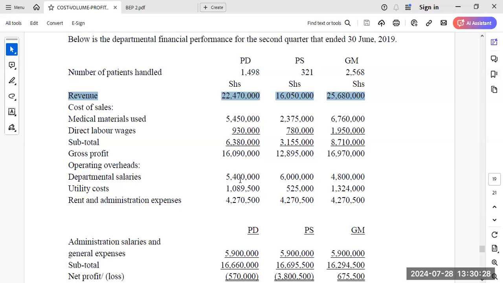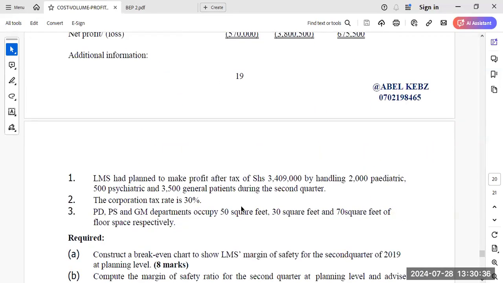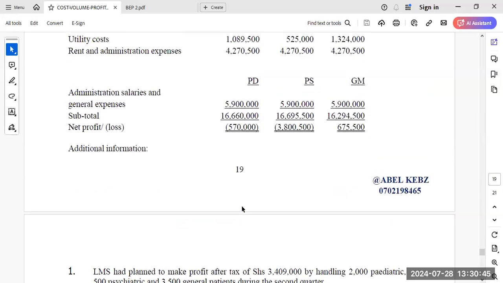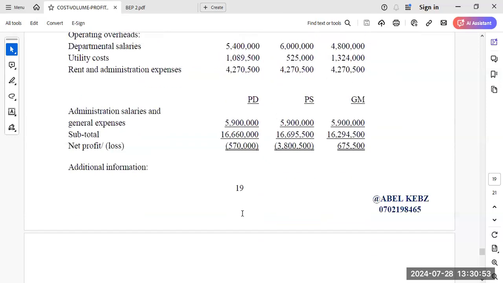I think we can get, from my side, the unit selling price. So how are you going to get the unit selling price? You get total revenue divided by the number of patients.